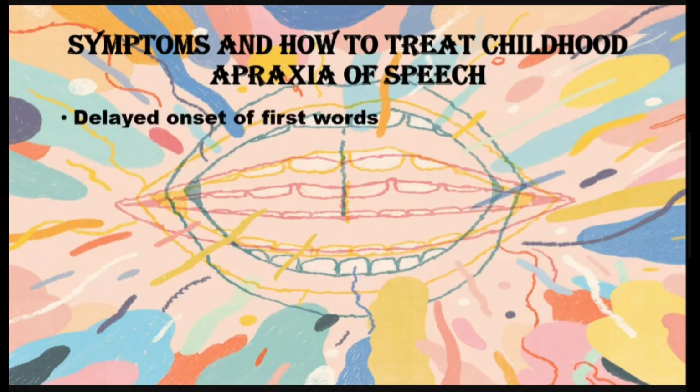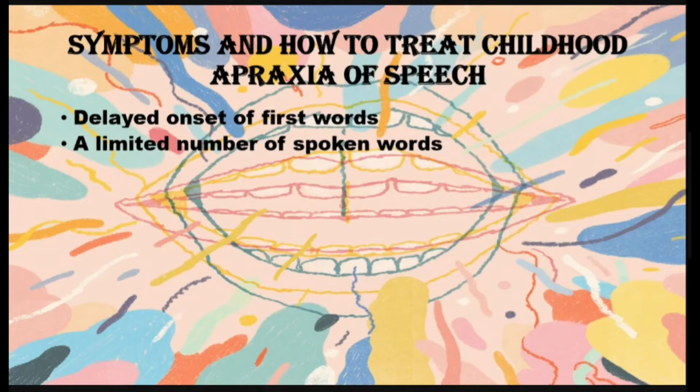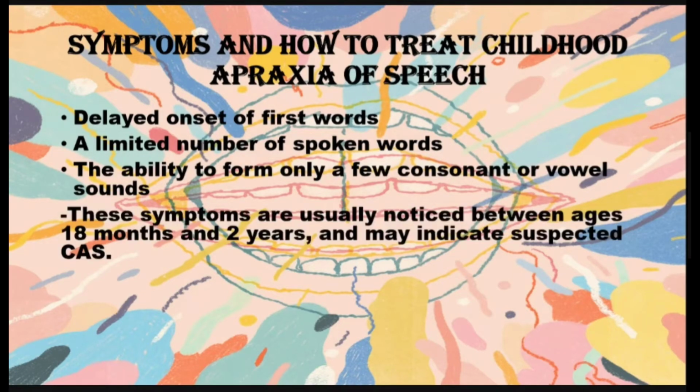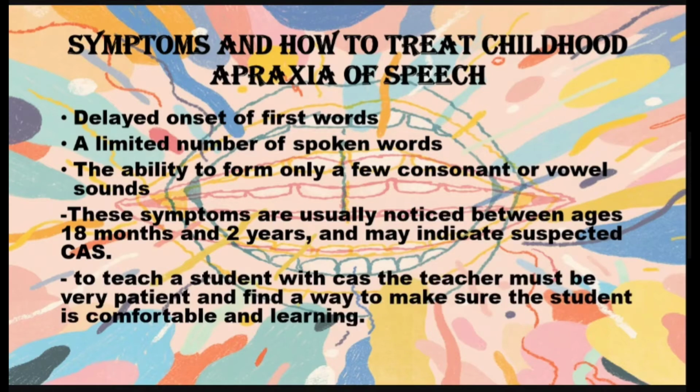Symptoms and how to treat childhood apraxia of speech. The symptoms are delayed onset of first words, a limited number of spoken words, and the ability to form only a few consonant or vowel sounds. Now take note, these symptoms are usually noticed between 18 months and 2 years old and may indicate suspected CAS. To teach a student with CAS, the teacher must be very patient and find a way to make sure the student is comfortable and learning at the same time.